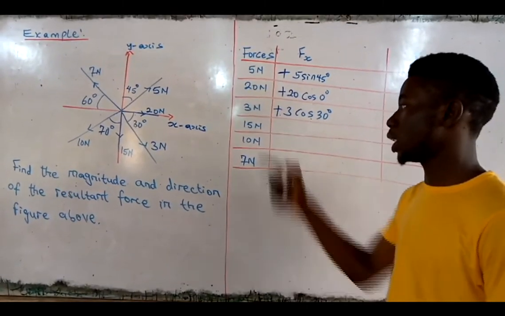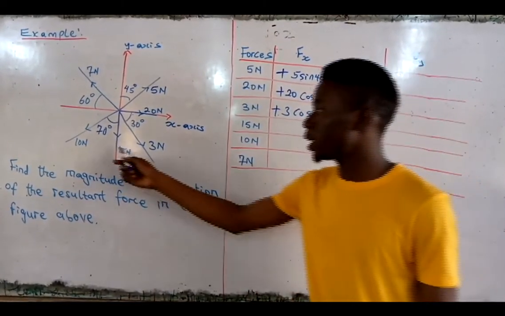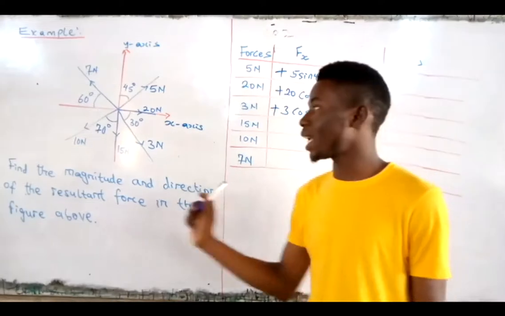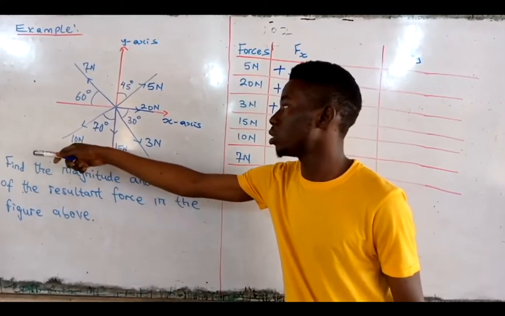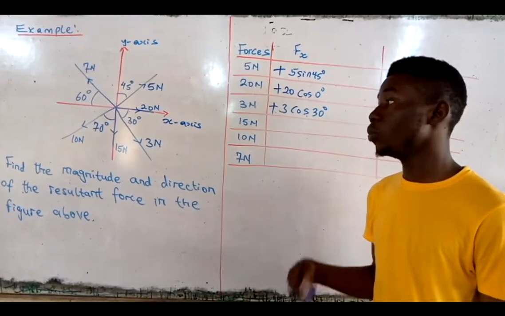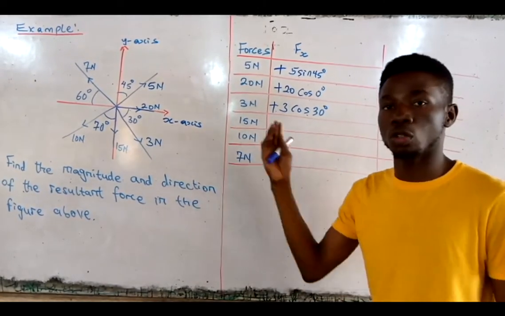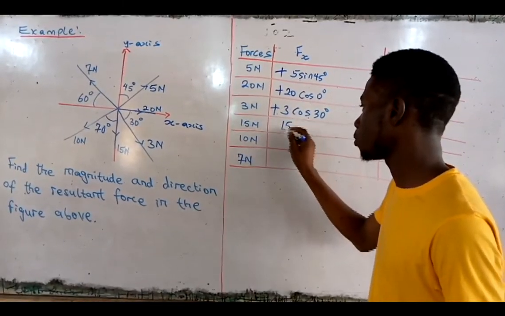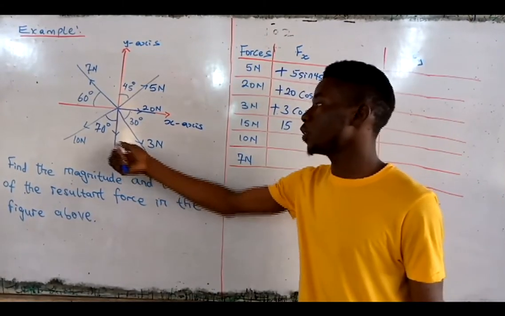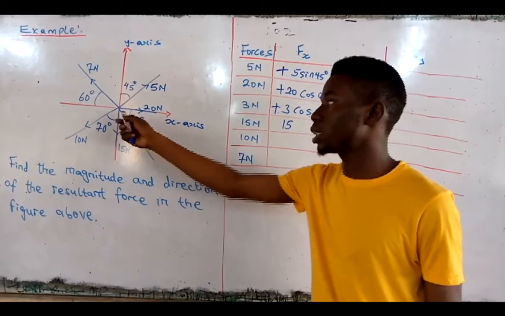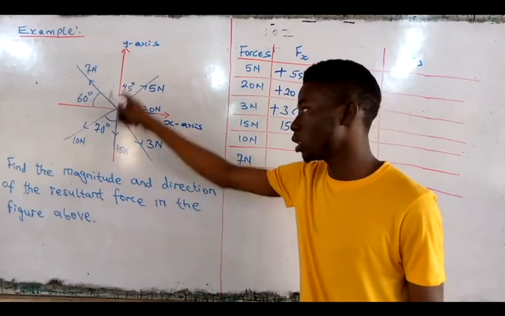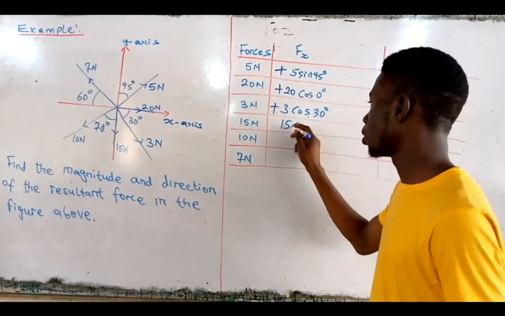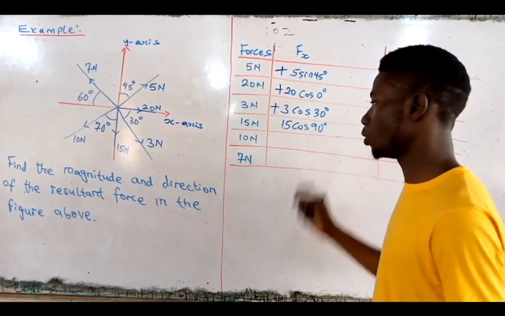The next force is the force 15 Newton. 15 Newton is directly on the y-axis, but with respect to the x-axis, it is neither at the left side nor at the right hand side, which implies that in terms of sign, we don't know which one to put. But the magnitude of 15 Newton is still 15. Now, the angle between 15 Newton and the x-axis is 90 degrees. That is, since it is directly on the y-axis, it is perpendicular to the x-axis. So we have cos 90 degrees.